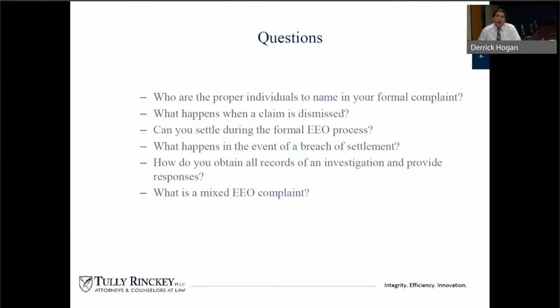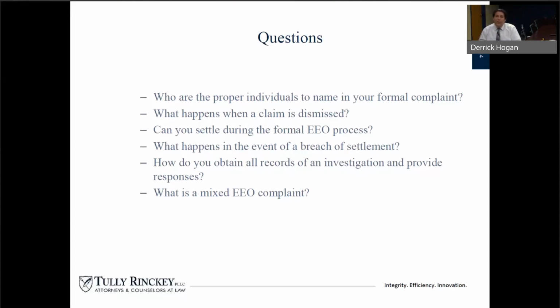Next question is, what happens when a claim is dismissed? And we kind of talked about that at the beginning. When you initially file your formal complaint and the agency sends back an acknowledgement of those claims, they might dismiss some claims. You have the ability to file a response to the dismissal of those claims. So you'll get a bite at the apple to explain your reasons why you think it cannot be dismissed.